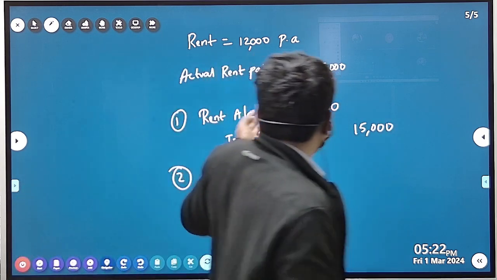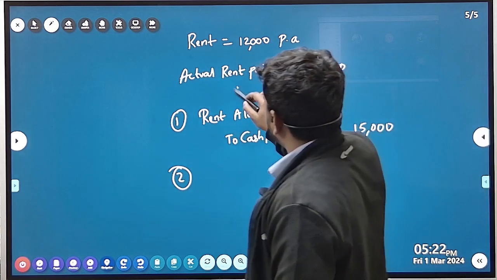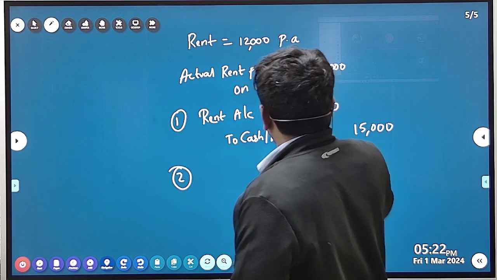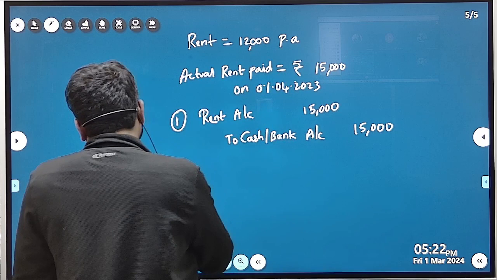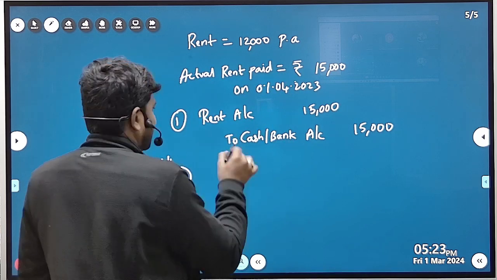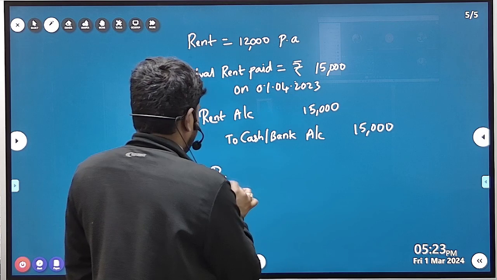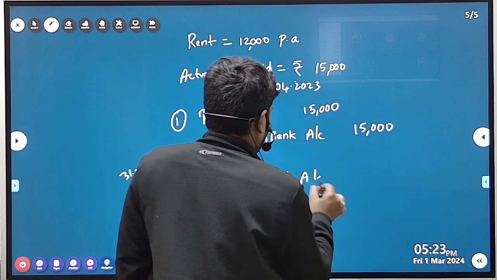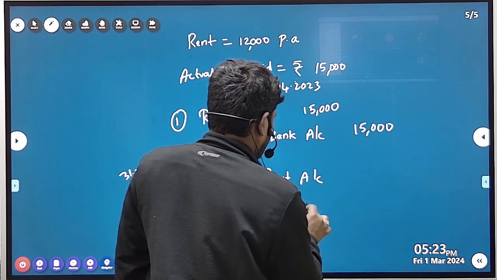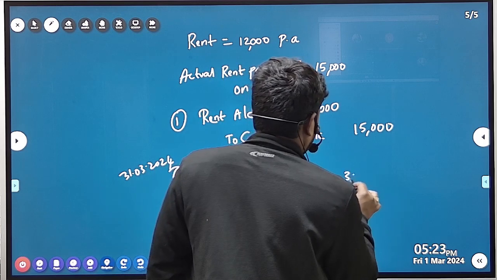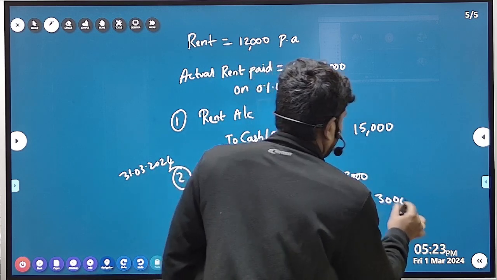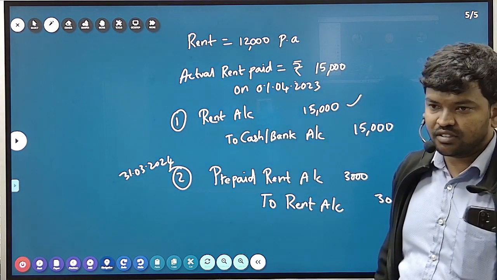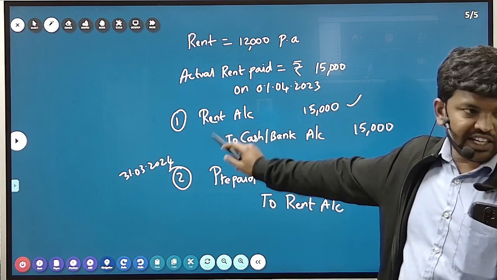Now at the year end, say for example, you might have paid this on 1st of April 2023. But at the year end, 31st March 2024, you have to pass this entry, which is called prepaid rent account debit to rent account. How much? 3,000. Why? You have to reduce this rent account by 3,000. Rent is an expense account, yes or no? It goes to the P&L.